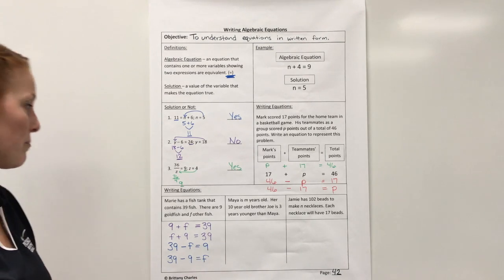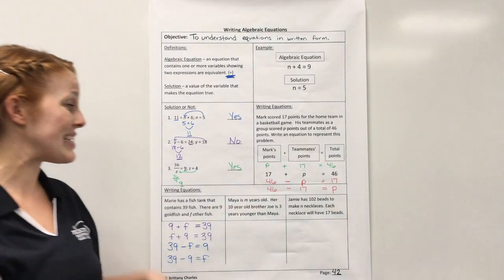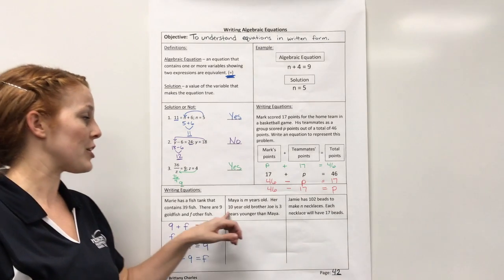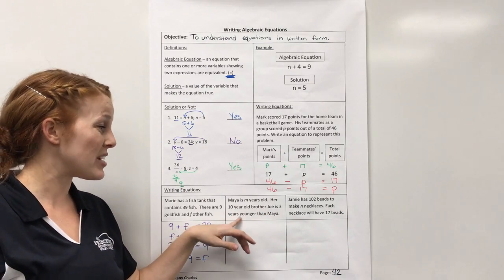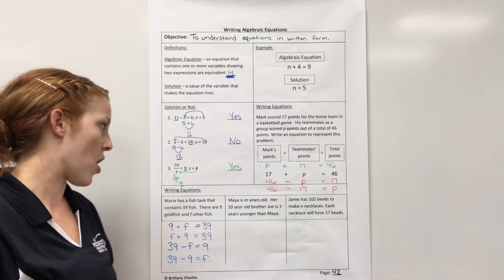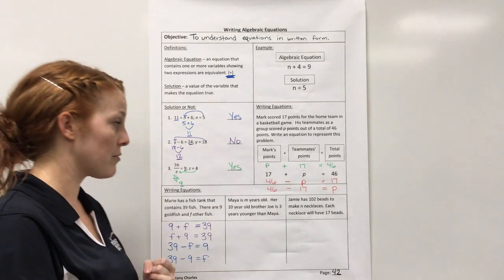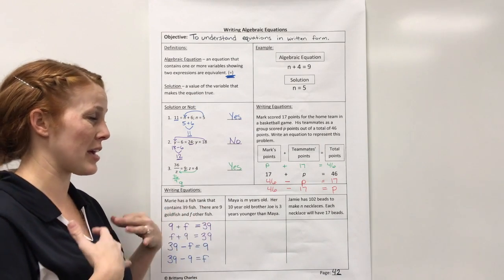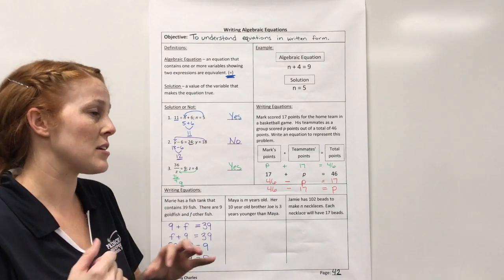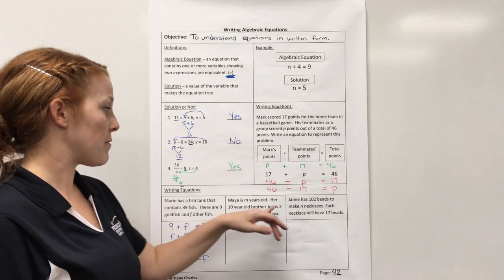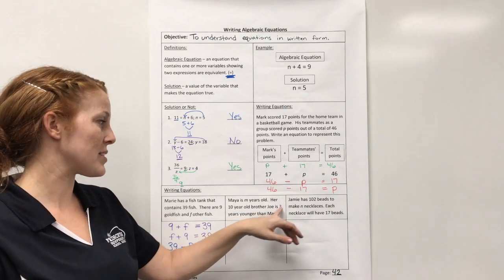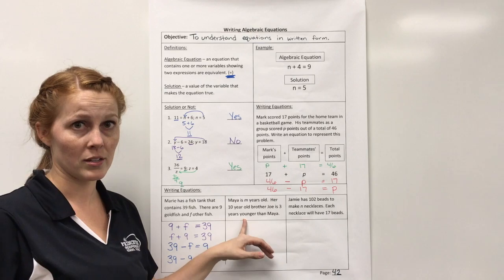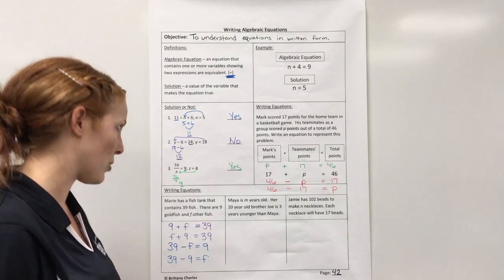Okay, let's look at our next one. Maya is M years old. Her 10-year-old brother Joe is 3 years younger than Maya. All right, so we've got M for Maya's age, we've got 10, and we've got 3. So first on this one, again, is it addition, subtraction? Is it multiplication, division? If he's 3 years younger, that means I could subtract 3. So that would be an addition-subtraction equation.